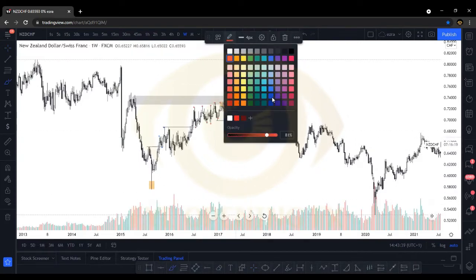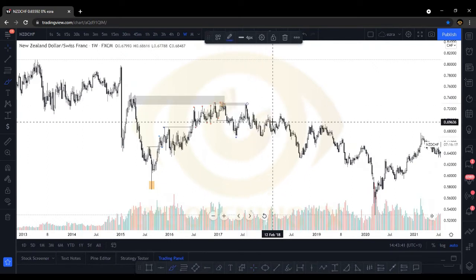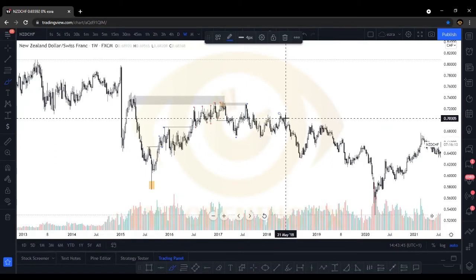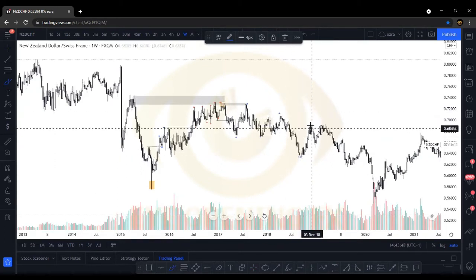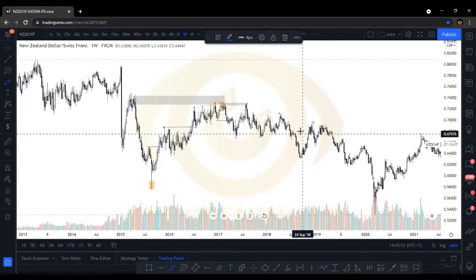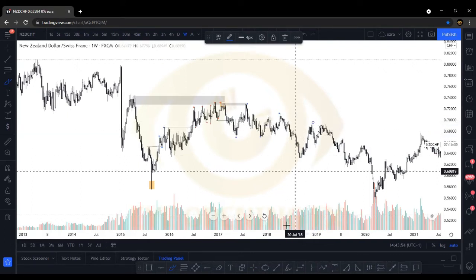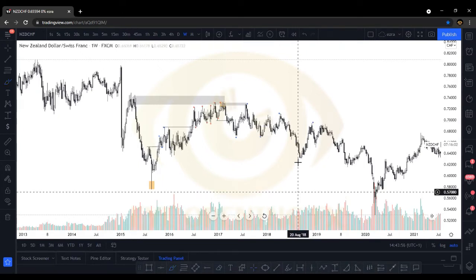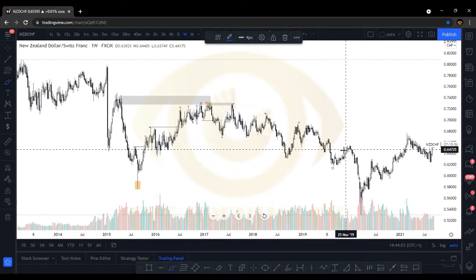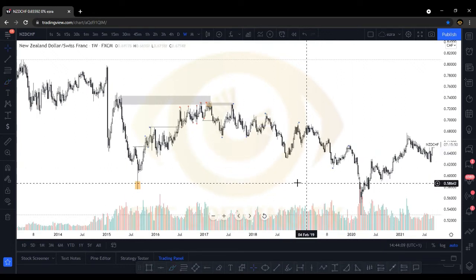A lower low, a lower high. Now you can see how the market is using the internal structure to continue. So lower low, lower high, lower low, lower high. You see how the market is using the internal structure to continue the structure to the downside.